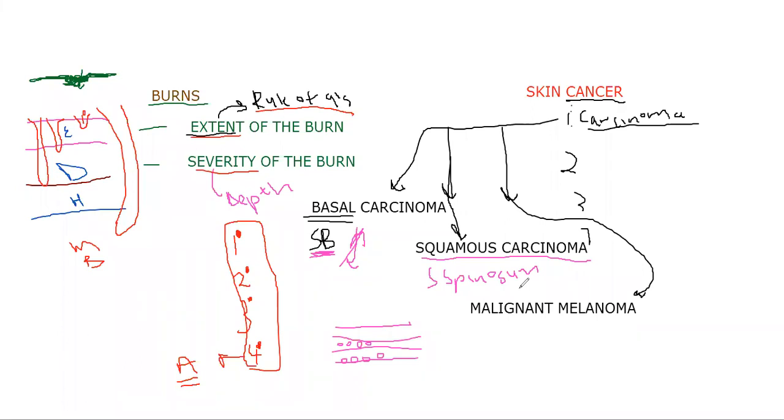And to be more specific, which cells in stratum spinosum? Because remember in stratum spinosum, I said we have keratinocytes and we also have what? Langerhans cells, right? So it's not the Langerhans cells that result in squamous carcinoma. It's the keratinocytes.